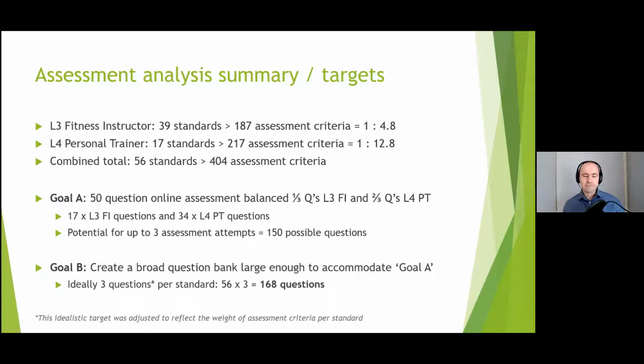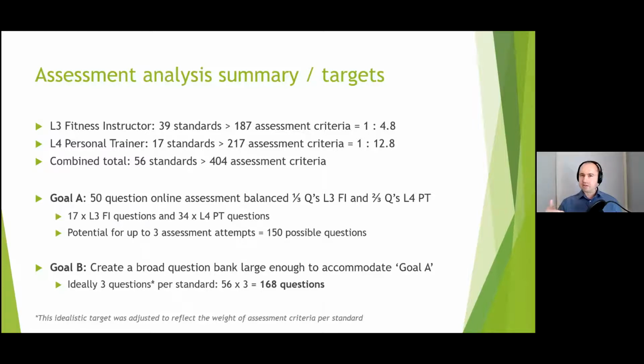The second goal, which I think is also important, was to create a question bank broad and large enough, firstly, to accommodate the first goal. Ideally, we should have about 3 questions per standard. As I identified, there are 56 standards. If we had 3 questions per standard, we'd be looking at approximately 168 questions built into a question bank.